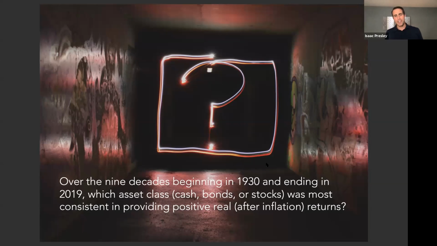So the question is, here in the US anyway, over the nine decades from 1930 to 2019, which asset class, and we're just talking about cash, bonds, or stocks, was most consistent in providing positive real returns? Now, real returns are after inflation. So between cash, bonds, and stocks, which asset provided the most consistently positive returns over those nine decades? We're not talking about the highest returns, just which was most consistent in providing positive returns. So that's the question: cash, bonds, or stocks. Jot down your answer really quick, and we'll hit that at the end.